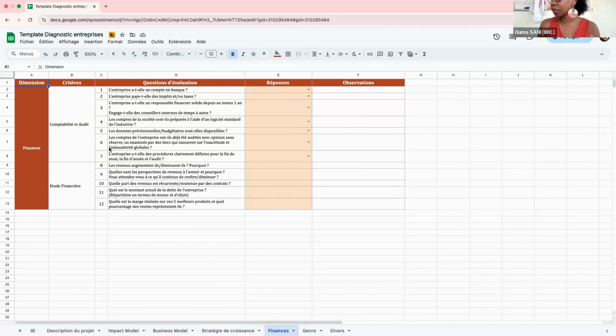About finance, it will be pretty, I think, the usual questions that we ask, but we really want to know if they already have a financial strategy set up, if they have all the documentation, if they are tracking their finance. So if they are, for example, doing declarations, if they are paying their taxes.